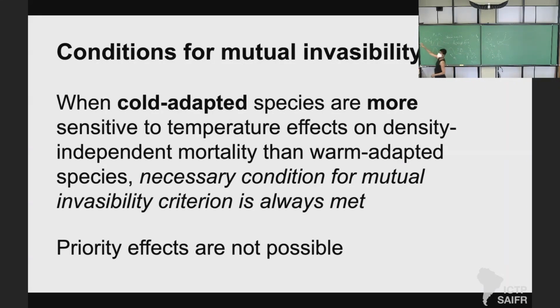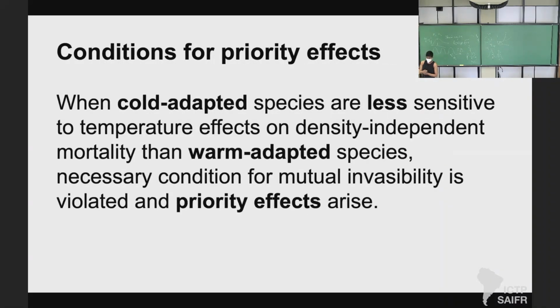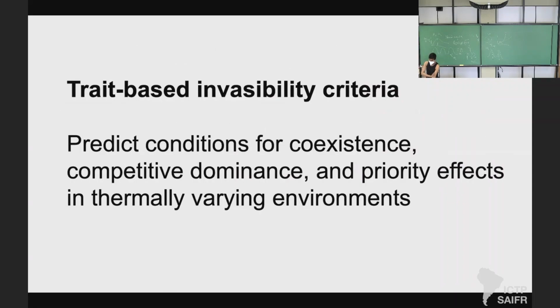I told you that with this model we can predict a priori whether you will get priority effects. If that's true, then priority effects are not possible because the necessary condition is always satisfied. Okay? And when the opposite is true, you can actually get priority effects. So with these trace-based invasibility criteria, and this is done in the paper, you can predict the conditions for coexistence, competitive dominance, and priority effects in thermally varying environments.